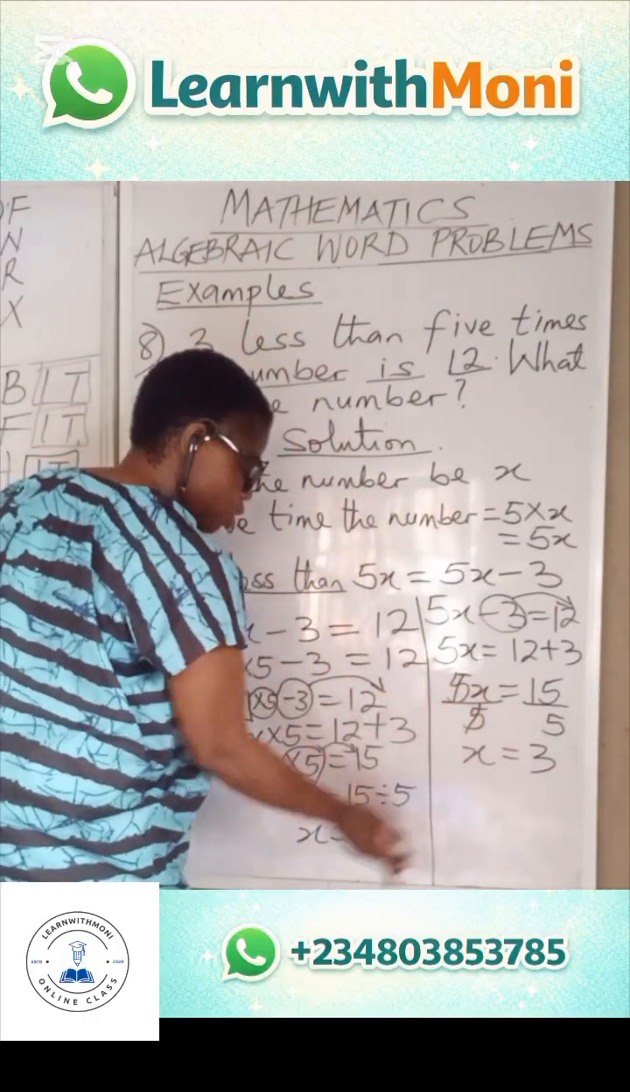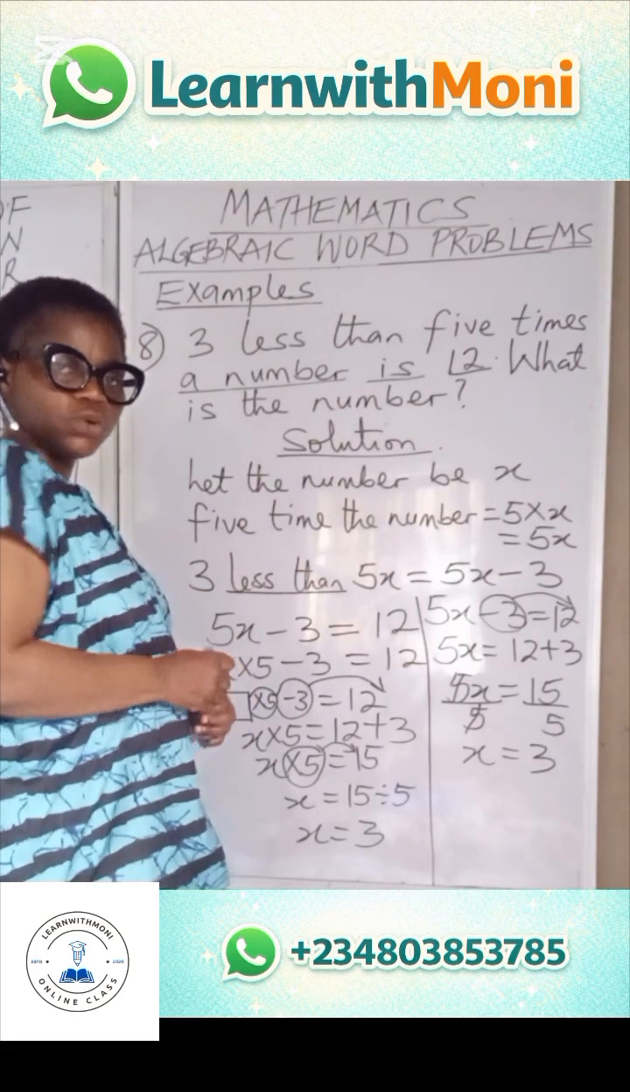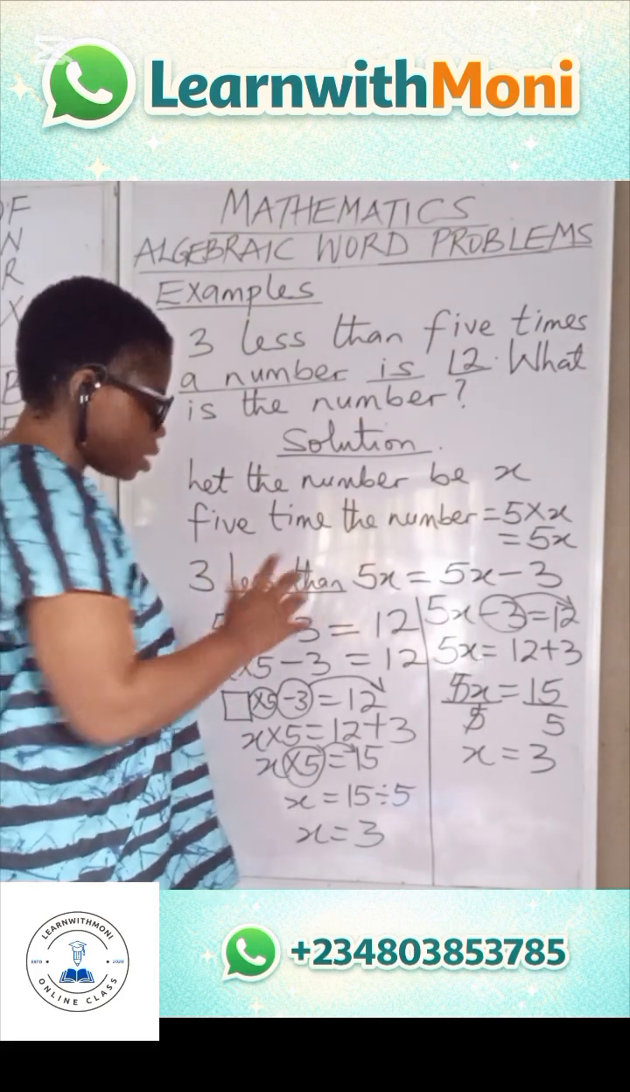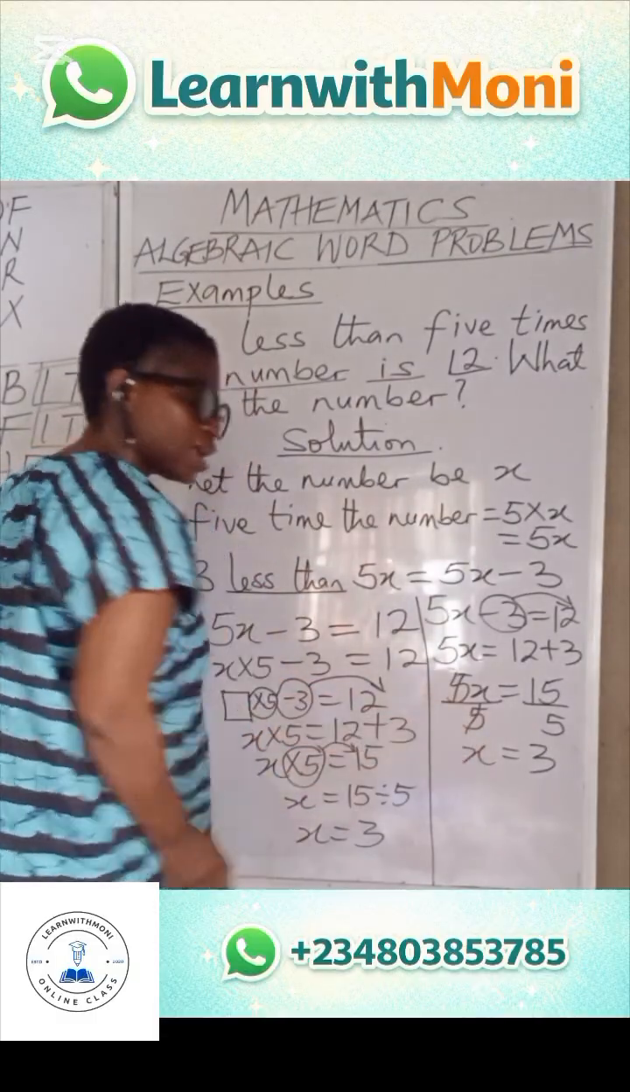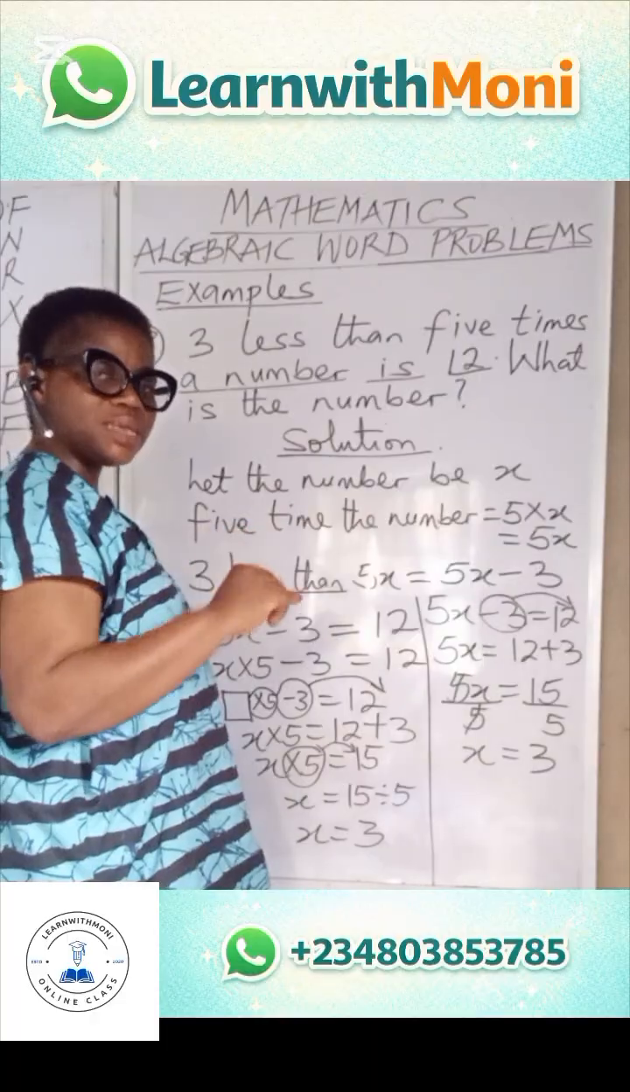Whether you go this way or this way, if you are careful not to make any mistake, you are going to end at the same correct answer. That unknown number is 3.